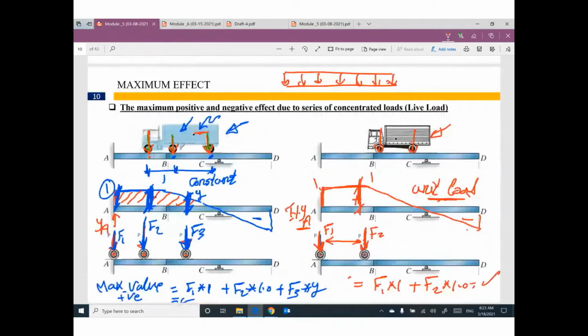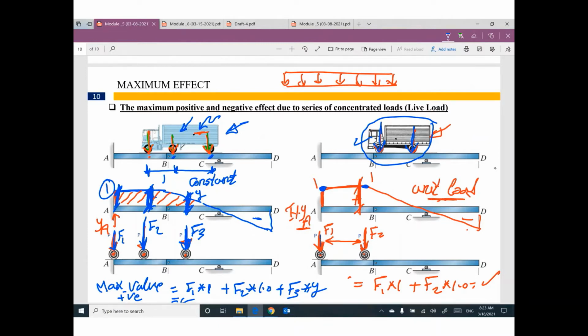The next step, any kind of truck will be represented by a series of concentrated loads. Go ahead and put this truck on the bridge, and make sure you are putting this truck at the maximum values for the diagram.